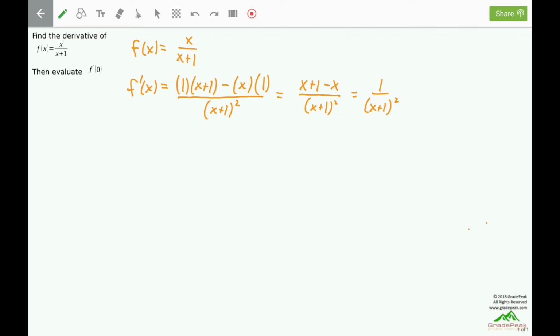The next thing to do is to evaluate f prime of 0. F prime of 0 means to plug a 0 in for each of the x's. We'll have 1 over 0 plus 1 quantity squared, which is 1 over 1 squared. 1 squared is a 1, so 1 over 1, which equals 1.